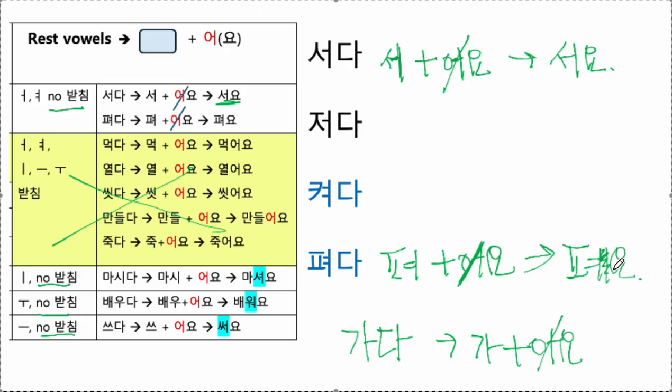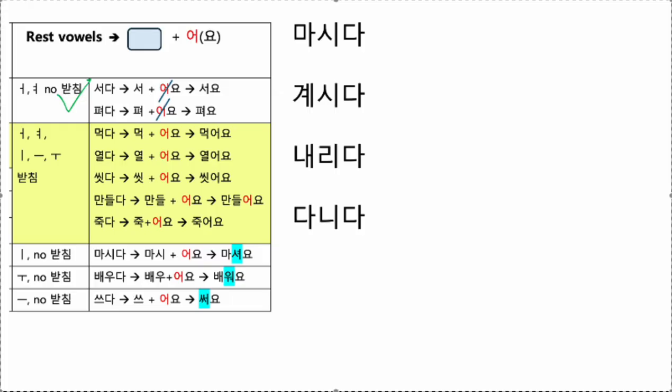펴. No. 펴요. Okay. So here too, 저요. We drop, yeah, plus 어요, but we drop all. So 저요. This one too, 켜요. Plus 어요. You drop it. 켜요. 펴요. Okay? Now, I'm just explaining. I'm not expecting you to memorize it or anything like that yet. With a lot of homework, you'll get it.